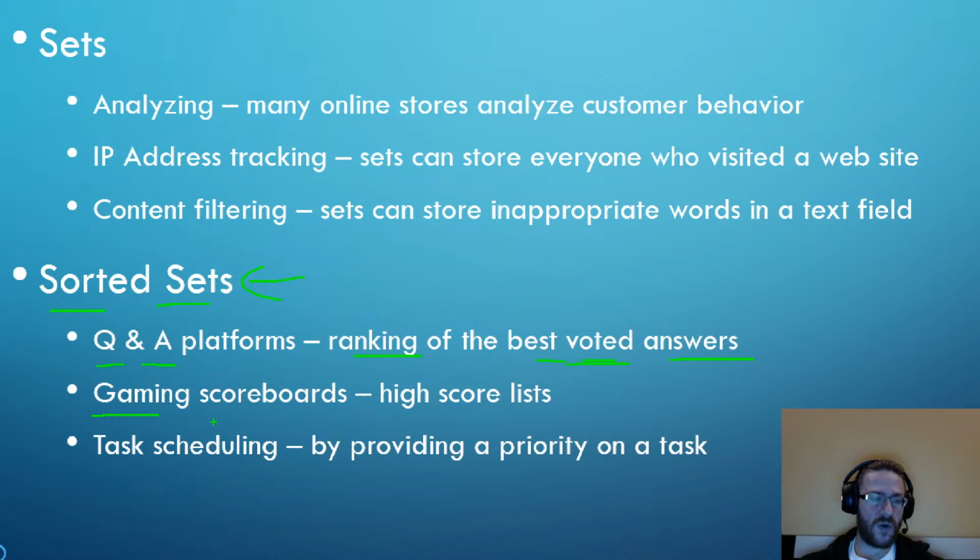We can use it for gaming scoreboards, for example, high score lists. Every time we have a high score, we can use Redis, especially if we have lots of users which need to be sorted in a high score, and we need to get the latest 1000, the top 1000 players. This is the data structure we're going to use in a Redis instance.